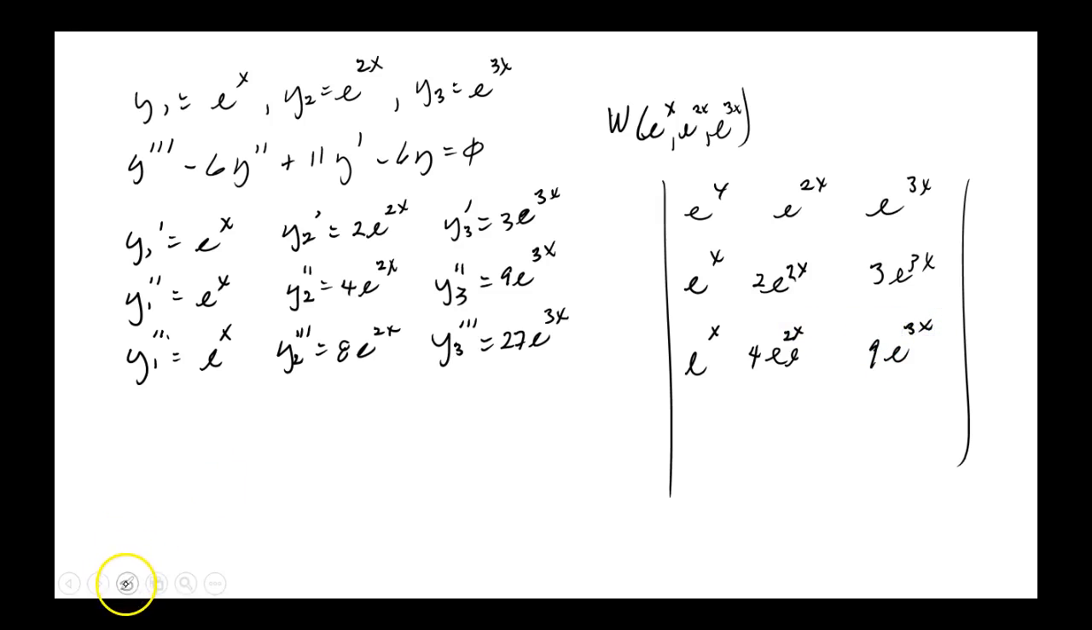Okay, I got an extra e in there somehow. You just do those three. You go to the n minus 1 derivative, which in this case is 2. I made my line too big. Now, how are we going to do the determinant?